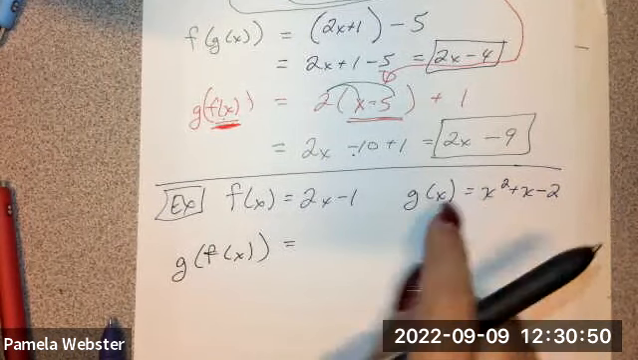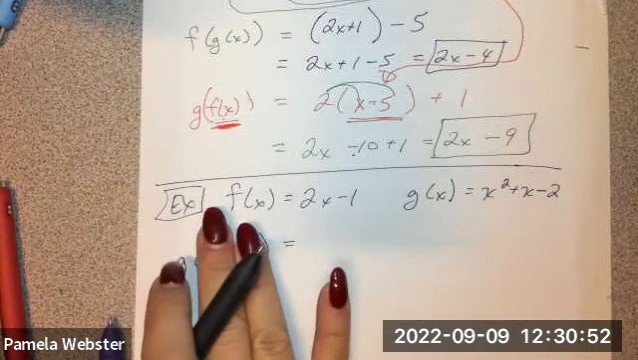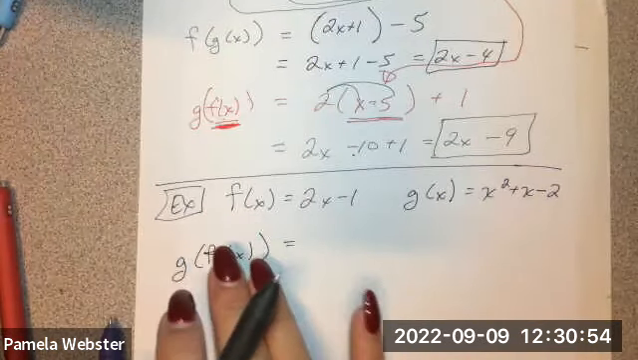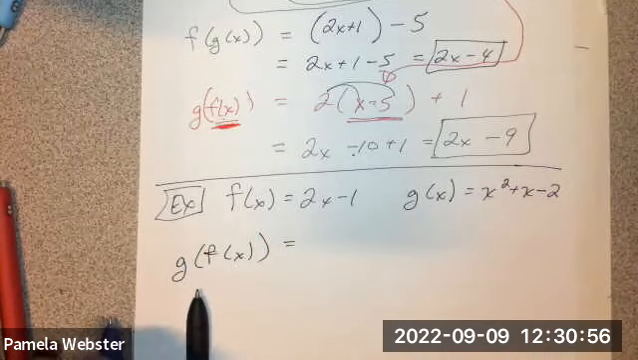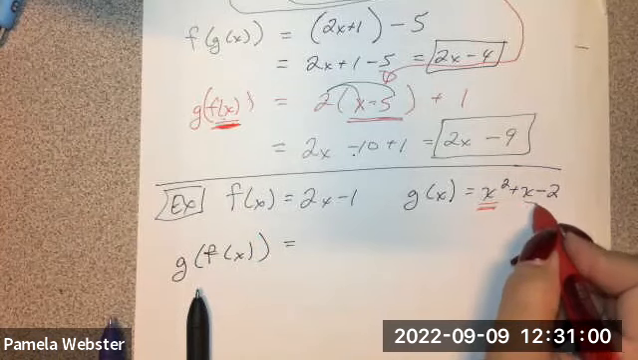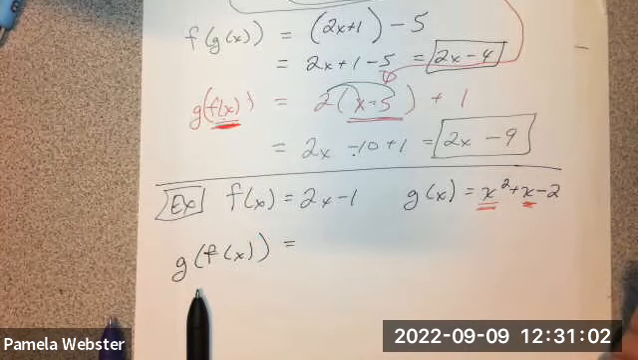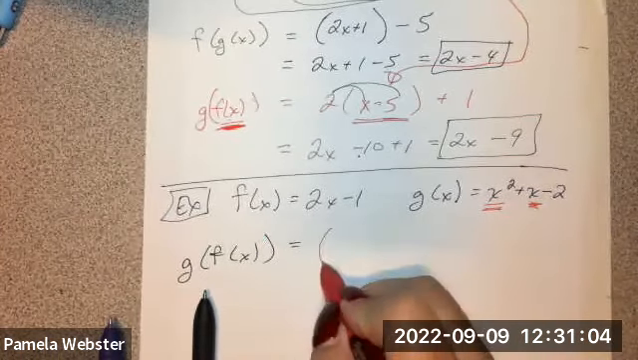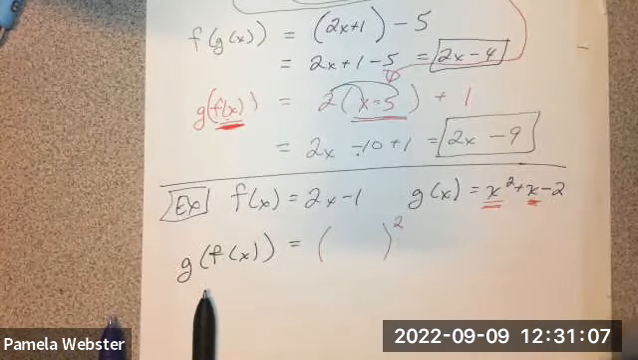Okay. So g of f of x, ignore the f of x right now. Just come in here and say, what does this function look like in terms of x's? Well, there's something being squared, and then there's that same something, and then we've got a minus 2, right? So I'm going to put parentheses, something being squared.